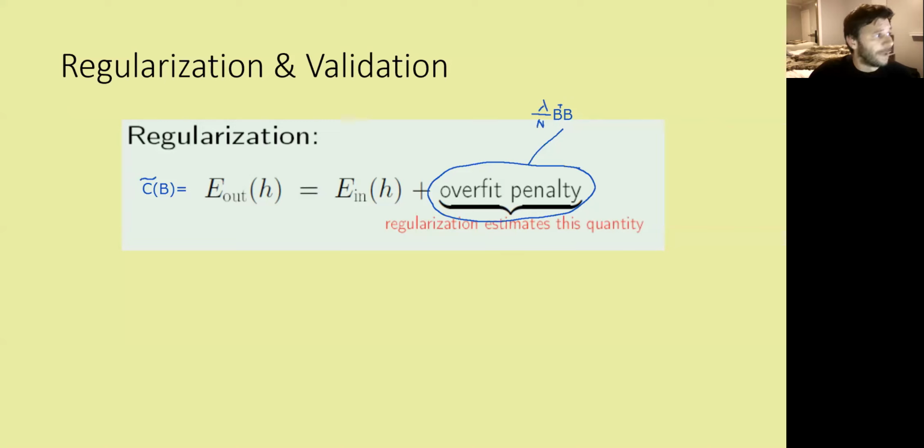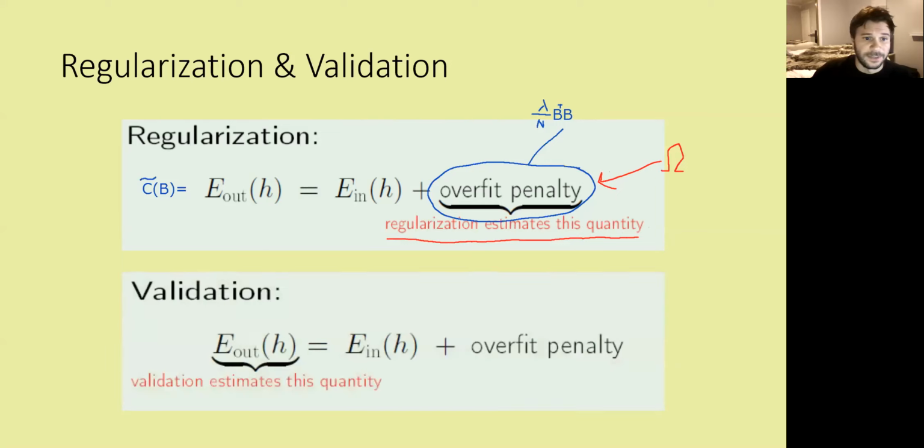So regularization, again, provided really a proxy for that generalization error omega, right? That's what this overfit penalty, this quantity here, is. It was a proxy for omega, which is really an unobservable, but we're trying to do a little bit better. Now validation doesn't really help us estimate the quantity that regularization estimates. What validation does is it directly provides us a way of estimating the out-of-sample error on the left-hand side here. So that is how these two things are related.